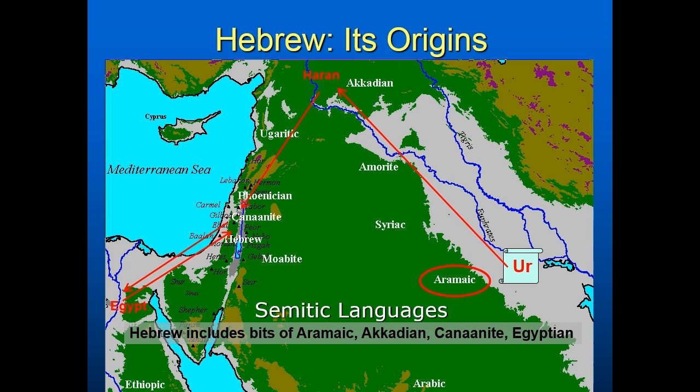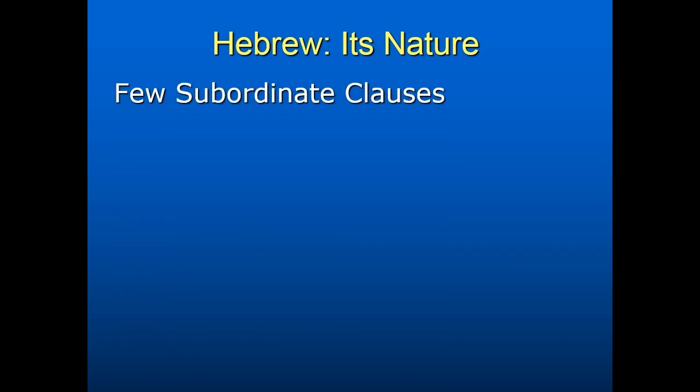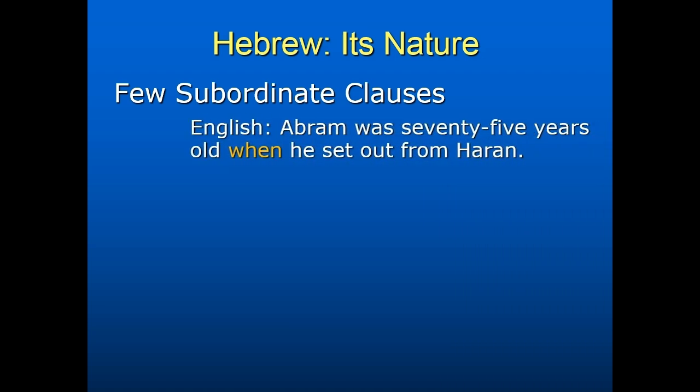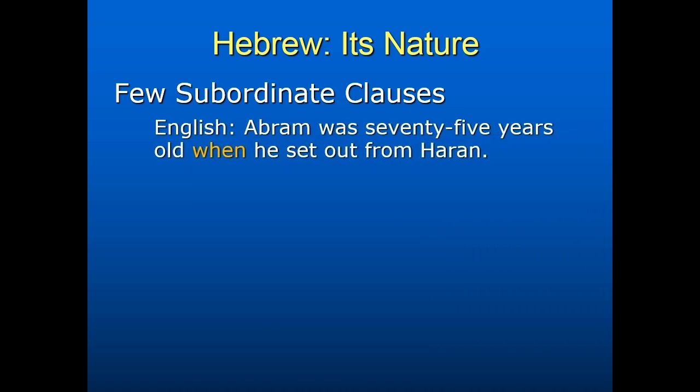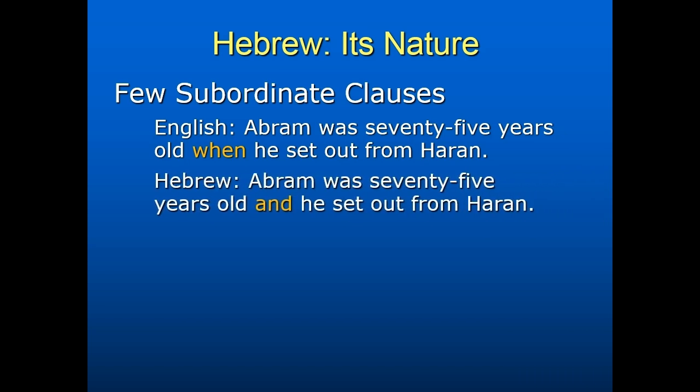Even a brief look at Hebrew shows us that it has some defining characteristics. For example, it does not do subordinate clauses, but prefers just to put main clauses together with conjunctions, especially and. Most of our English versions of Genesis 12:4 say that Abram was 75 years old when he set out from Haran. But the Hebrew says, Abram was 75 years old and he set out from Haran.